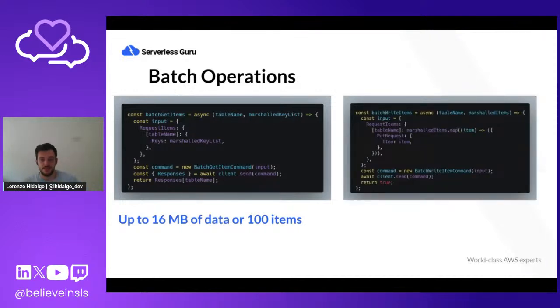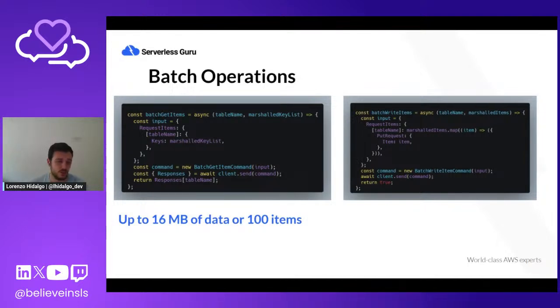Similar to that is batch write item, where we can write multiple items to DynamoDB at once. With the table name, meaning that you can write multiple items to multiple tables at the same time. And it's called batch write item, but you can also use the batch write item command to delete items. So if you know the keys of the document or the item that you want to delete, you can use, instead of put request, delete request, and it will delete that item.